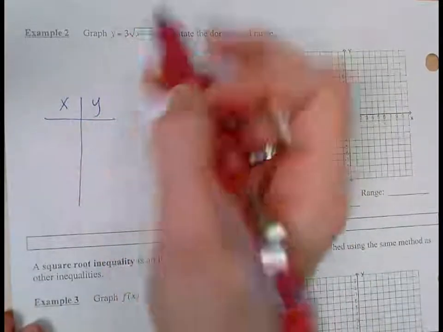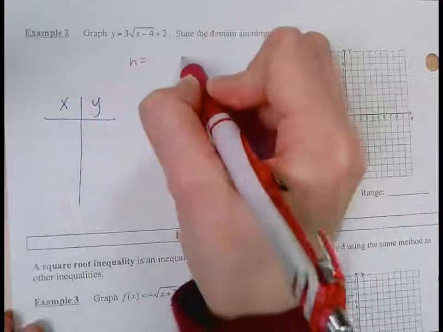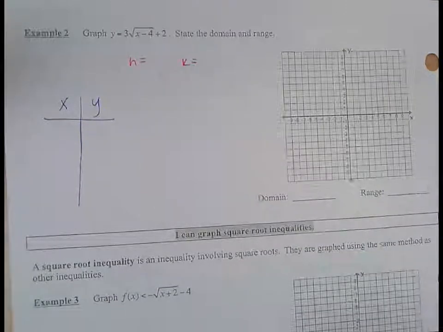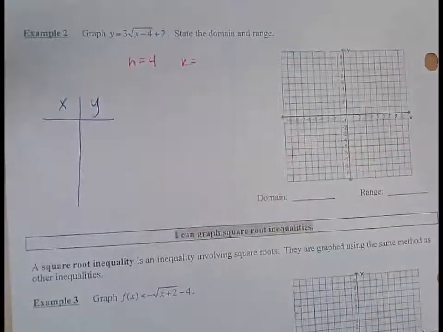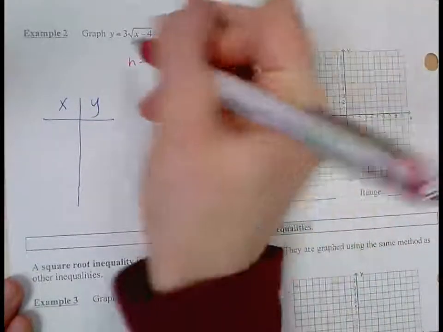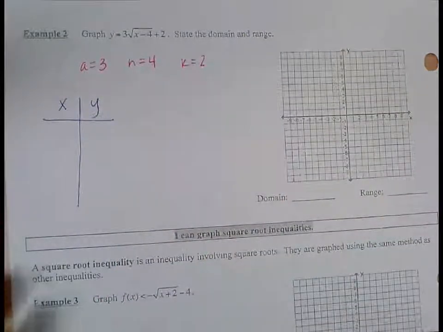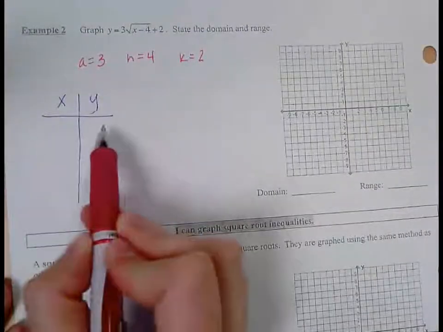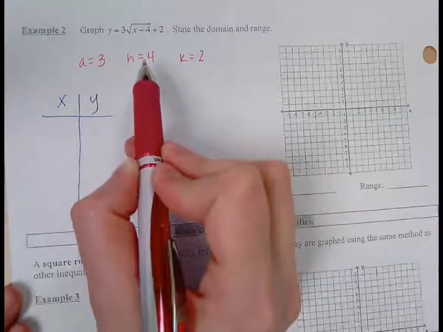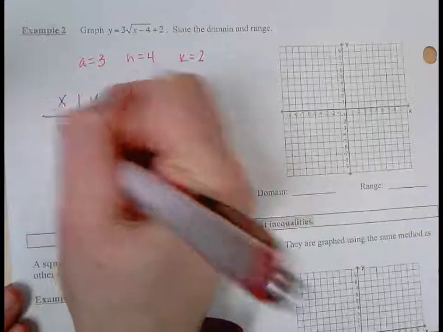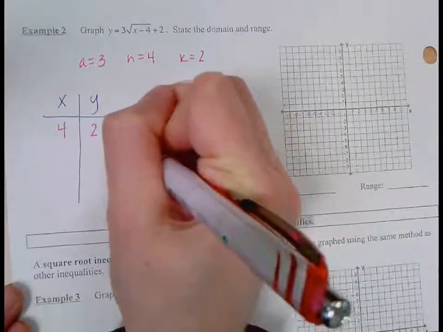But looking at our function, what is our h value? h would be positive 4. And then k is 2. That leaves the 3 that's multiplied in front, that's the A value. So the very first point that I would put in my table is the ordered pair (h, k). h is your x value, k is your y value. So the starting point is (4, 2).